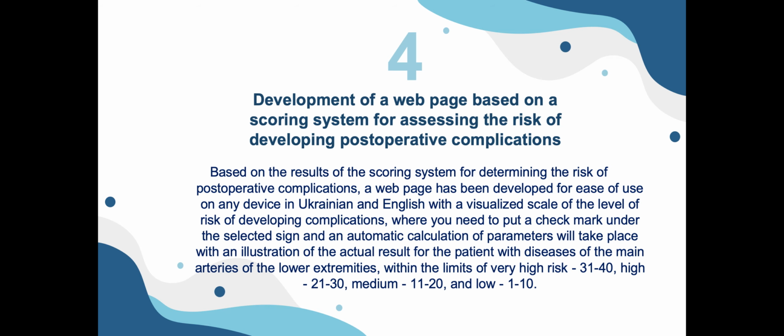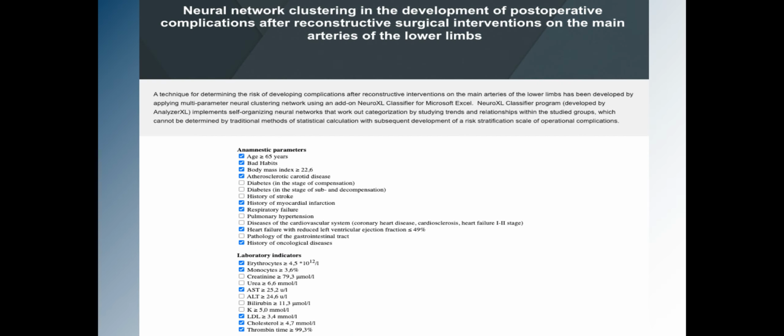Stage 4, we developed a web page based on a scoring system for assessing the risk of developing postoperative complications. Anamnestic parameters, laboratory indicators, ultrasound examination indicators of the symptomatic and contralateral limb. Total points in all areas will be calculated automatically, and low risk is from 1 to 10, moderate 11 to 20, high risk 21 to 30, and very high 31 to 40.